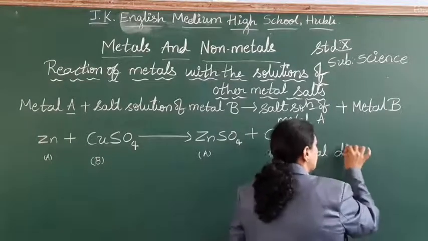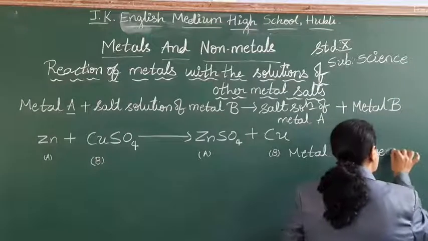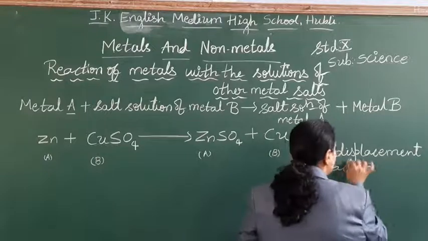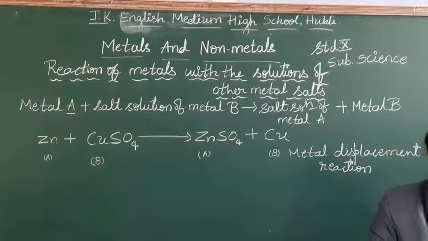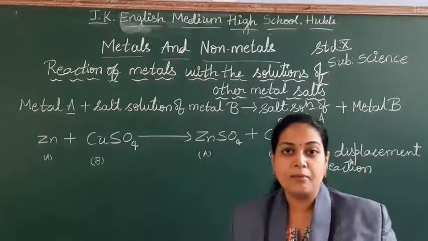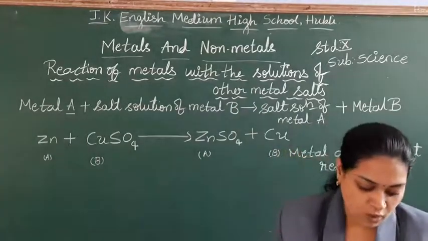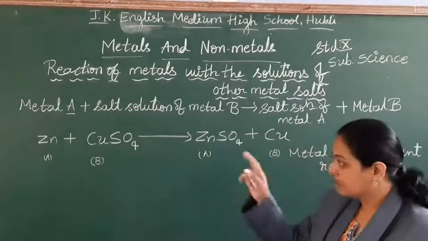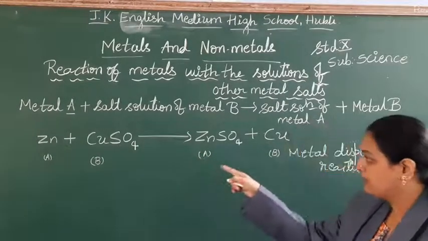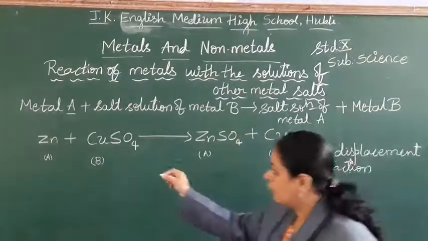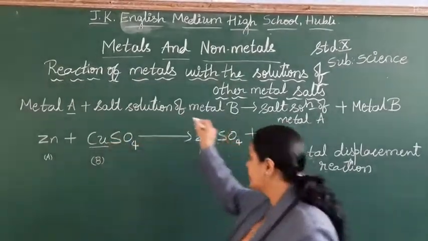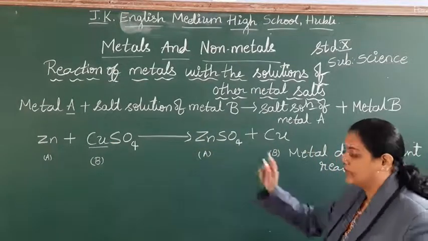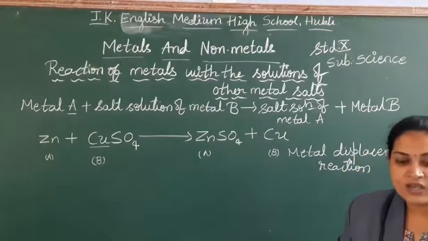Metal displacement reaction. Because one metal is displacing the other metal, but is it only in the metal form? No, it is in the form of aqueous solution of its salt. Right? So zinc plus copper sulfate. Zinc will displace the copper from its salt solution. That is why you are going to get the copper here, and zinc reacts with the sulfate to form zinc sulfate. Right, students?